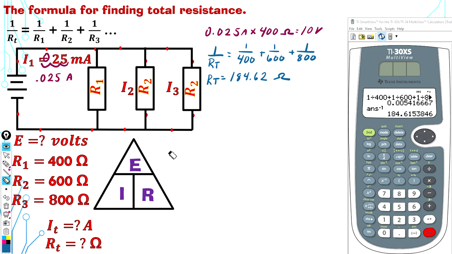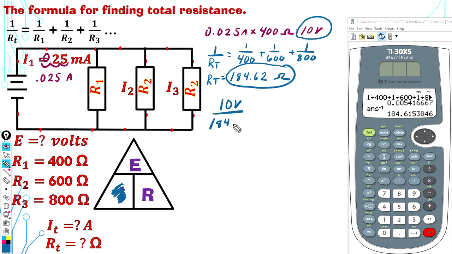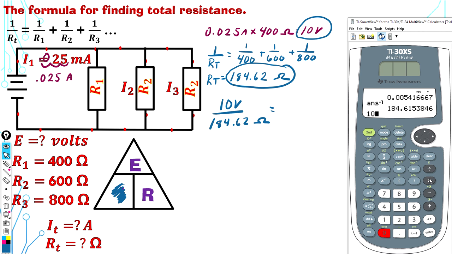All right. So now I've got my total voltage, which is my 10 volts. I've got my total resistance. So now I cover up current, E divided by R. So I've got 10 volts divided by 184.62 ohms. So 10 divided by 184.62.